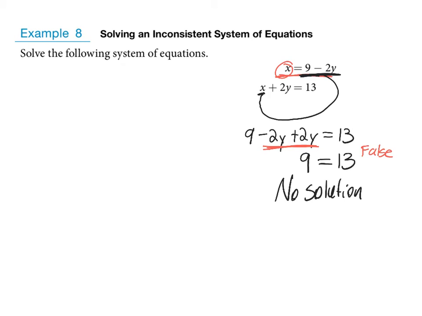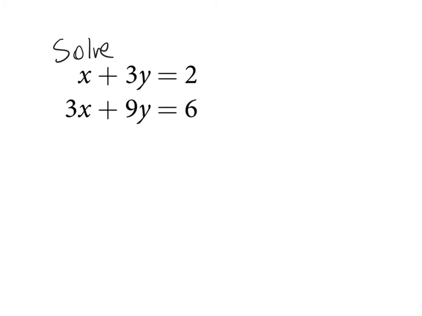So on your homework, you should have a radial button there to click when you get to the ones that are no solution. All right, let's take a look at our dependent system. We'll solve this one using elimination by addition, just to give you a little bit different feel for it.